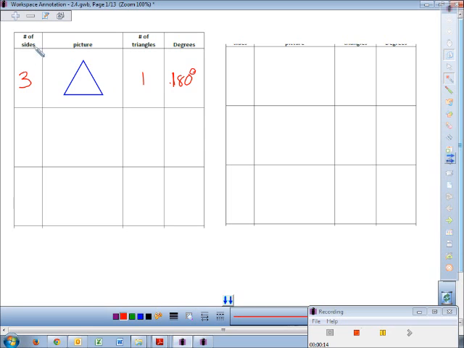Let's move up a step. What's the next number of sides you need? 4. What's that called? Quadrilateral. So we'll draw any which one you want on there.